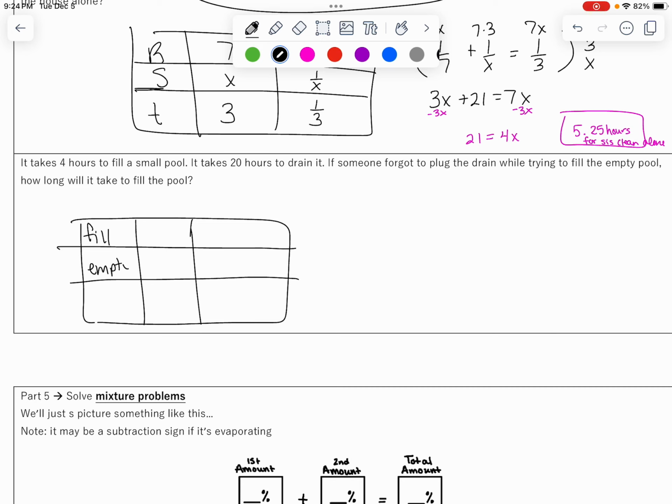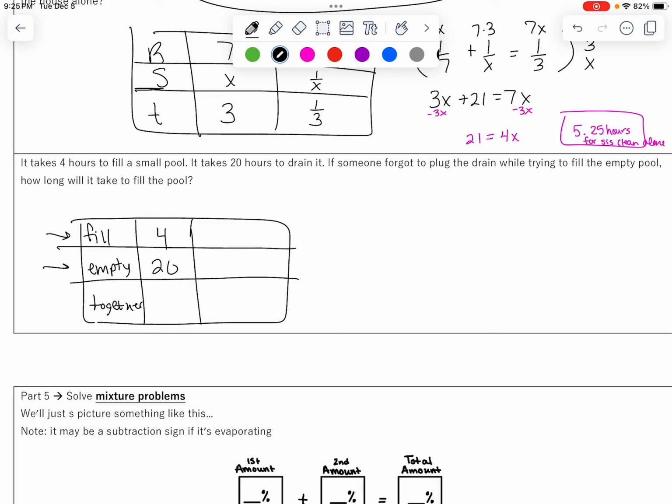Now, what about this together business? Well, I'm guessing because it's trying to fill, but it's also emptying at the same time. So, how long to fill? How long to empty? 20. And together?